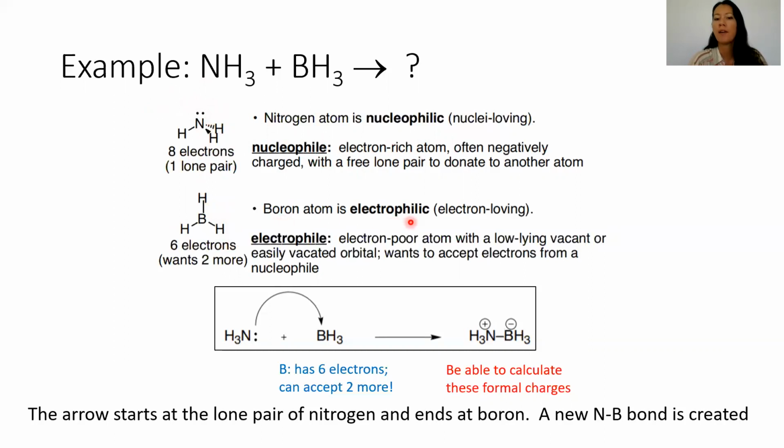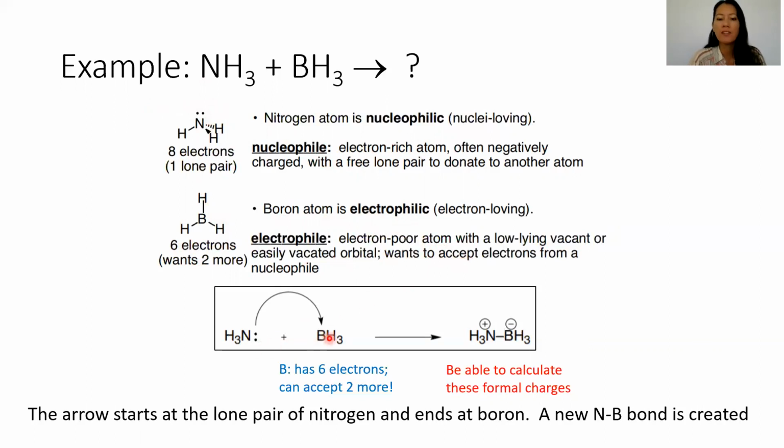It's electron loving. And the main reason for that is boron has 6 electrons. It's okay with 6, but it could do with 2 more. So it's an electron poor atom. It has some vacant orbitals that it can allow electrons to come in. And so it wants to accept electrons from a nucleophile.